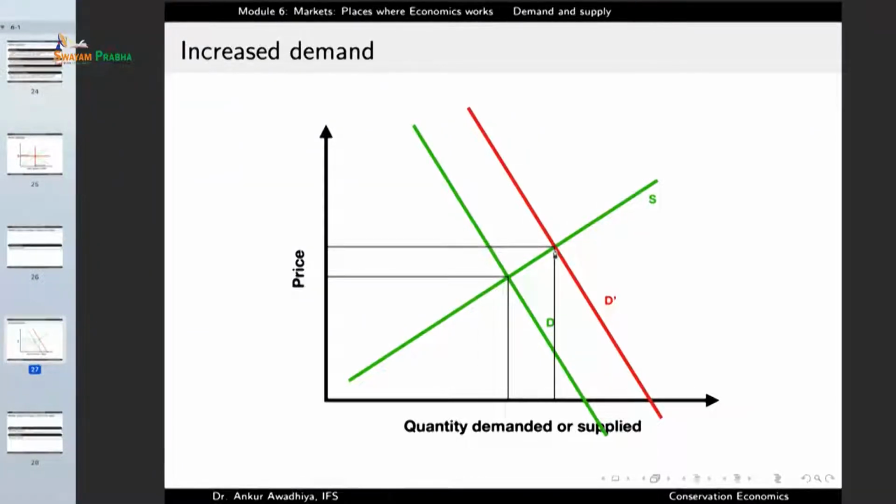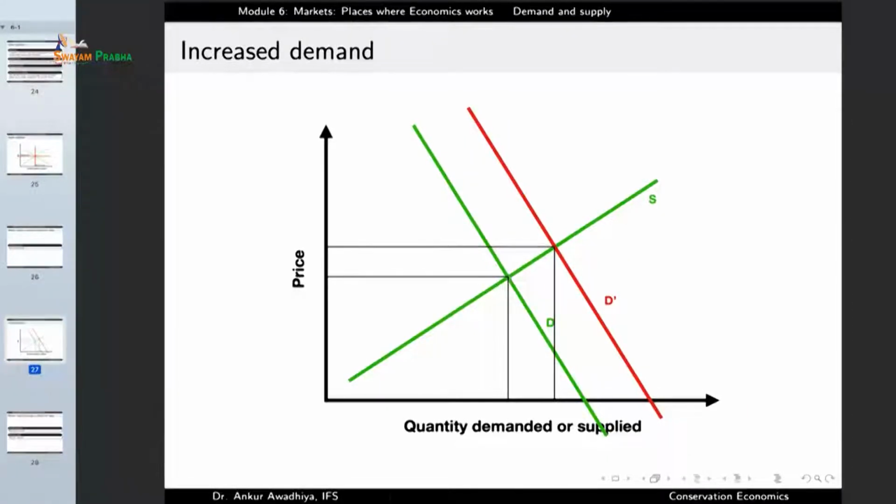So, what happens to the price and what happens to the quantity that is supplied? Earlier, the price was this one. So, this is the earlier equilibrium price. Now, because of a shift in the demand curve, the new equilibrium price is this much. So the price has gone up, which is expected because now more and more people are demanding the same good. So more is the demand, more is the price. Also, earlier the quantity that was supplied was this much.